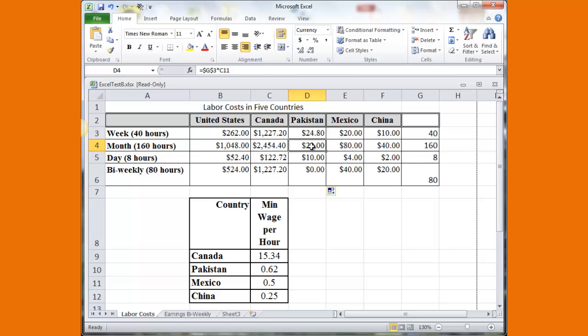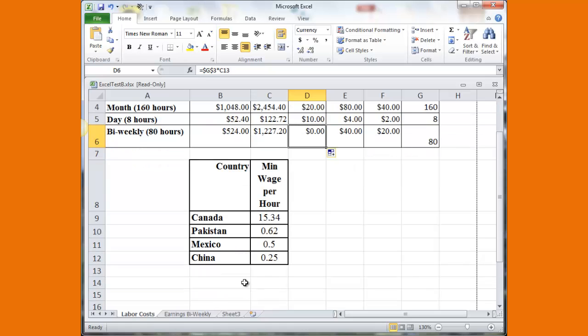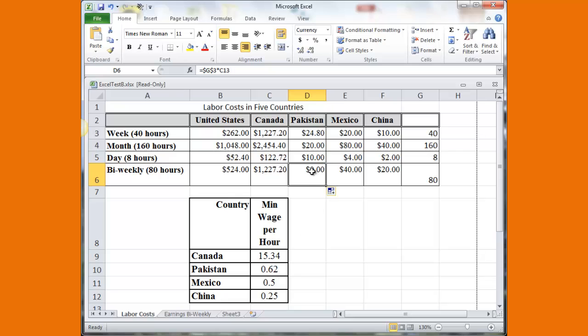But what happens is that you have a relative cell here. So as you pull it down, it goes C10, C11, C12, and C13. Now, if you look at C13, well, C13 doesn't even have a value, so that's going to be a 0. That's why that answer comes out to 0. And if you look at this one, C12 is China, and you don't want to multiply China by Pakistan.